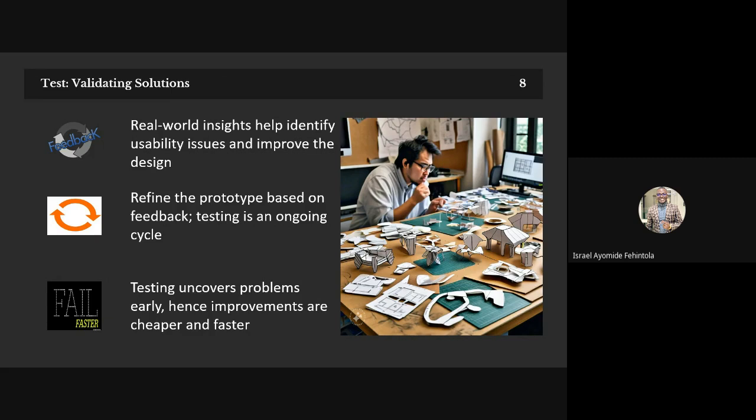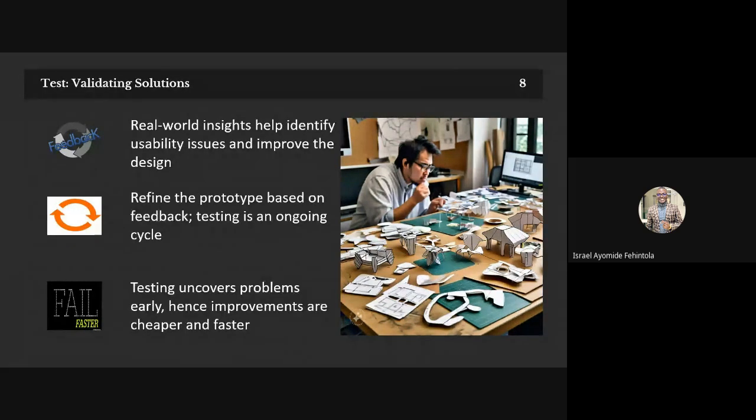You fail faster and fail earlier. So testing uncovers a lot of loopholes and failures in your design, and at this stage, it's good that you fail here so that you do not fail at the full deployment stage.